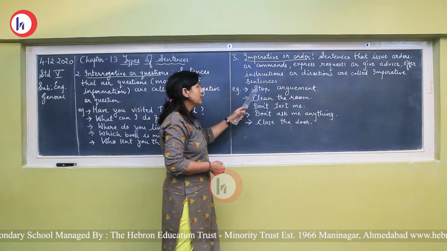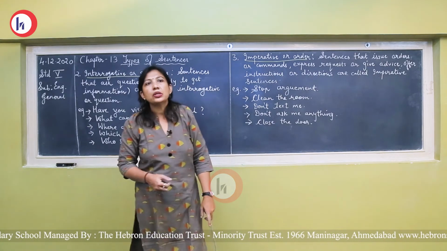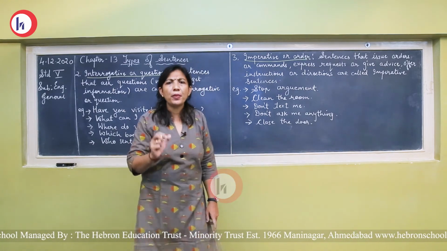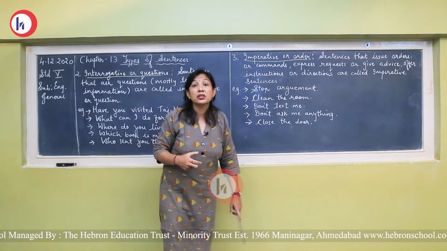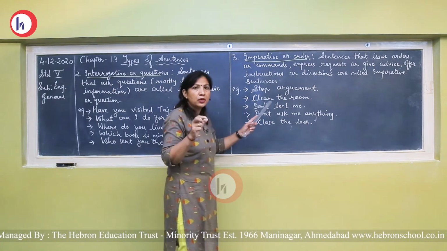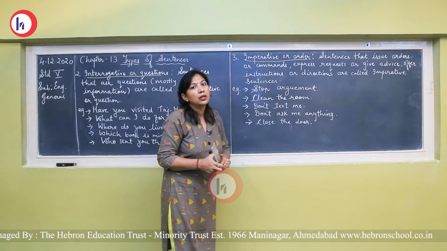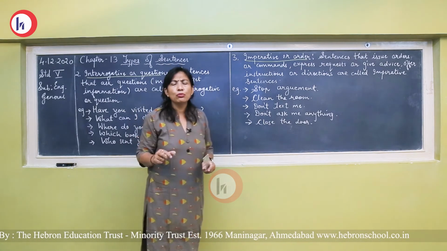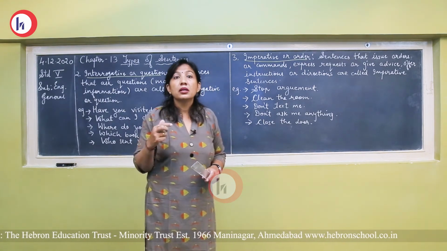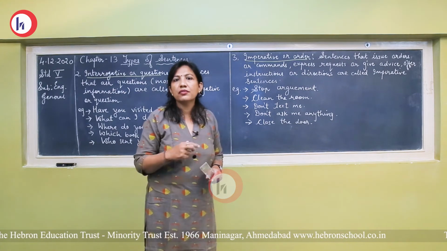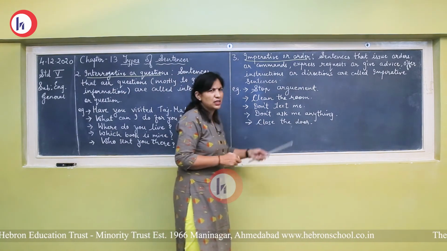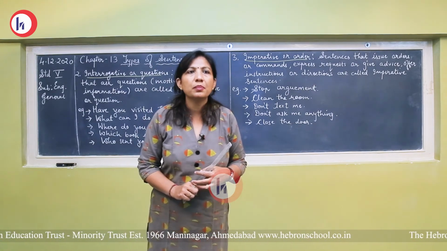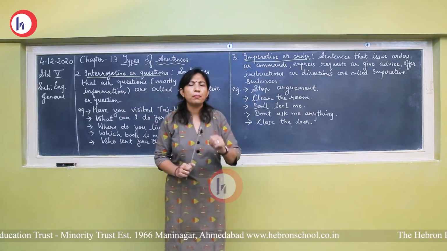Now, example is, stop argument. When the child is arguing with his mother or a teacher, the mother or the teacher says stop argument. Means the mother is giving the order to stop the argument. Clean the room. Again, the order is given by the mother, clean the room by evening. Means compulsion is there. You have to clean the room. Don't text me. When we keep texting a person and the person is getting angry, then the person will say, don't text me.